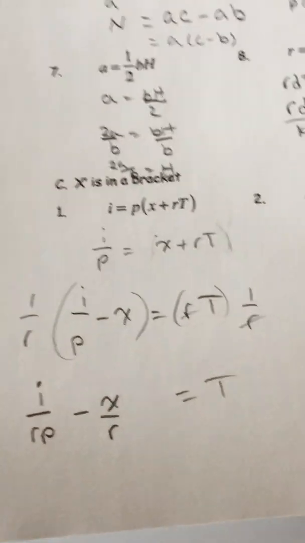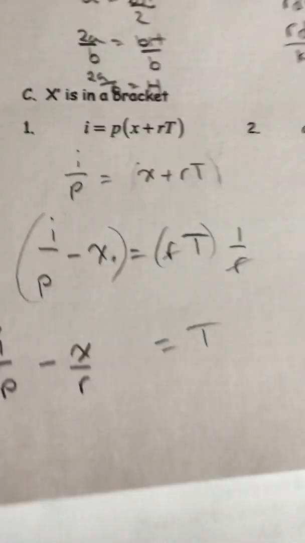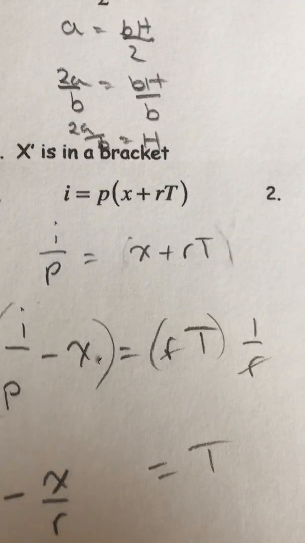I'm going to go onto the back of the sheet. Onto the back of the sheet. I'm going to redo this question a second way. I equals P times X plus RT.